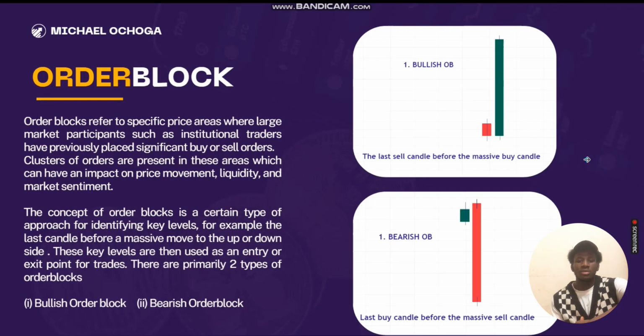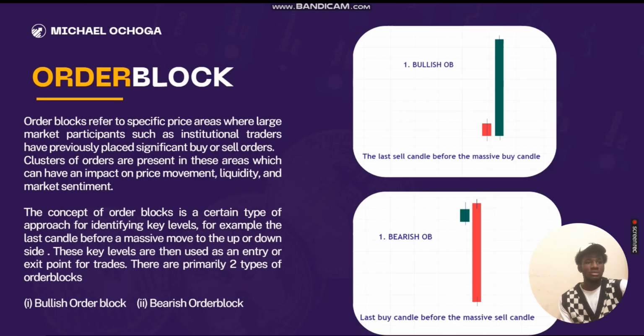So what is an order block? You might be asking. An order block refers to specific price areas where large market participants, such as institutional traders, have previously placed significant buy or sell orders. Clusters of orders are present in these areas, which can have an impact on price movement, liquidity, and market sentiment.